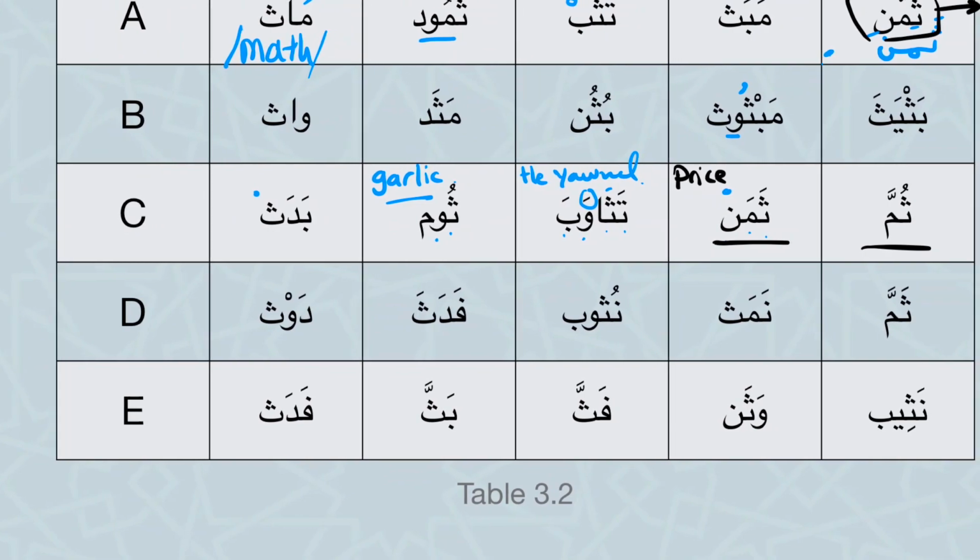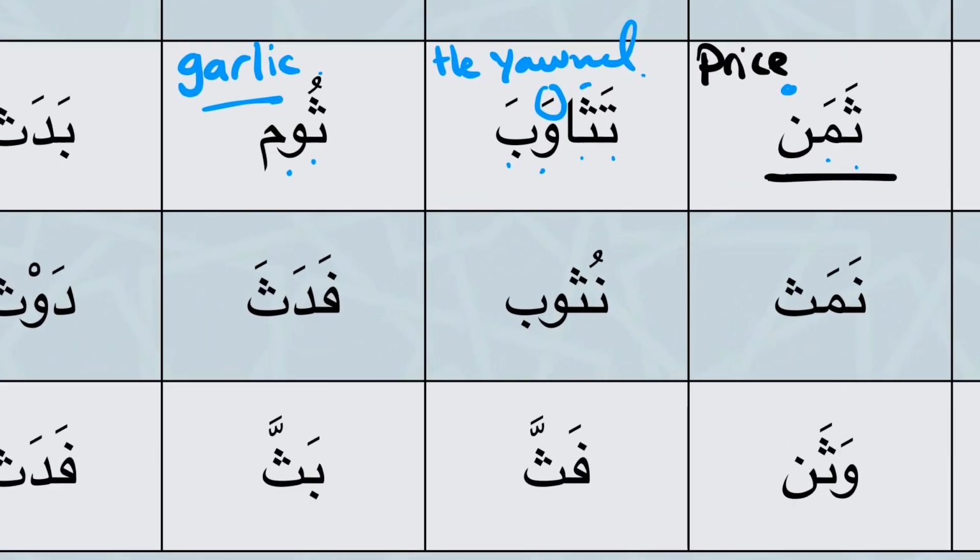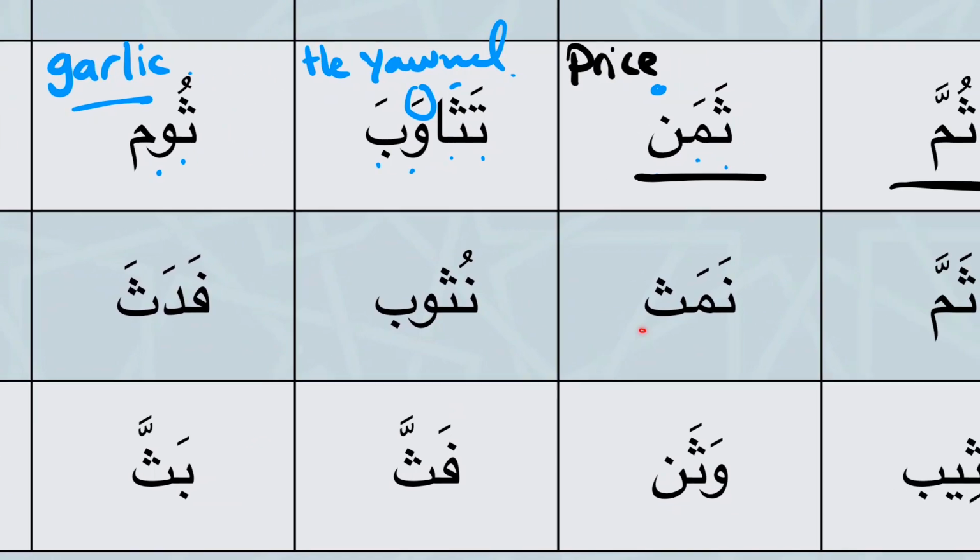But let's continue. We've got to this one, so noon has a dhamma. The tha, if we look really close, there is nothing on top of the tha, but there's a waw, so we assume there is a dhamma. So how would I pronounce it? Nuthub. This one is very easy. There are no long vowels, only short. So the noon has a fatha, meem has a fatha, tha, for the sake of clarity, has a sukun. So I would say it's namath, namath.